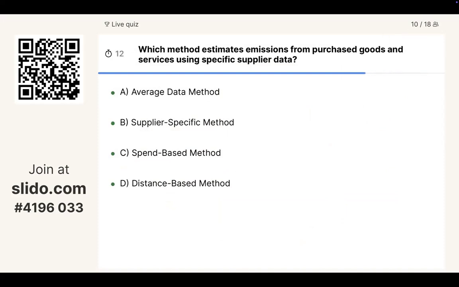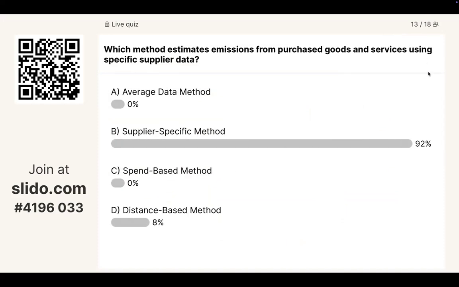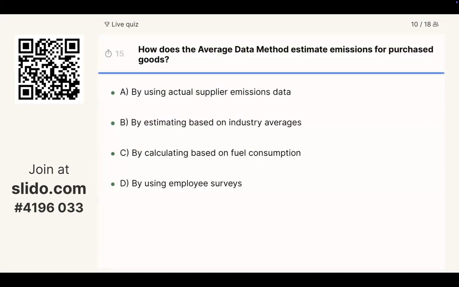Which method estimates emissions from purchased goods and services using specific supplier data? This is timed, so the faster the better. Did anybody not answer? Okay, I believe everybody has answered. The correct answer is the supplier-specific method. This is the method used for purchased goods and services, where you definitely use specific supplier data.